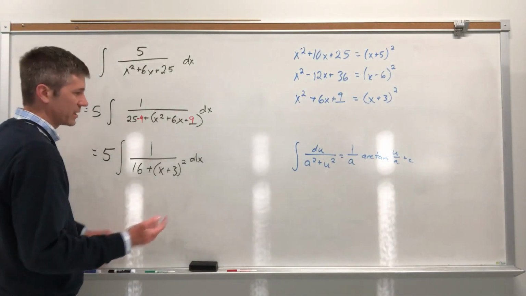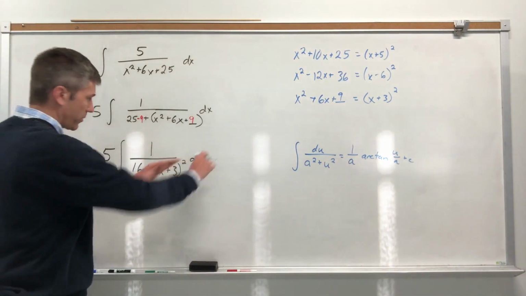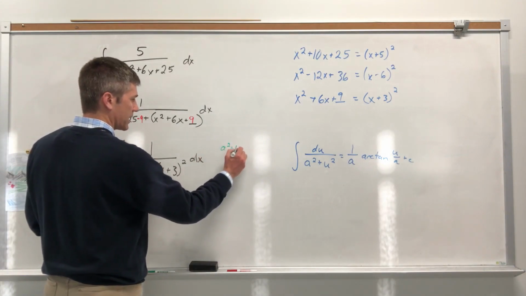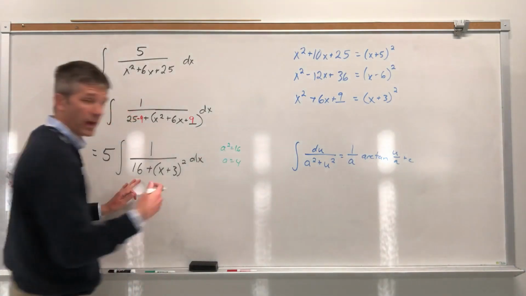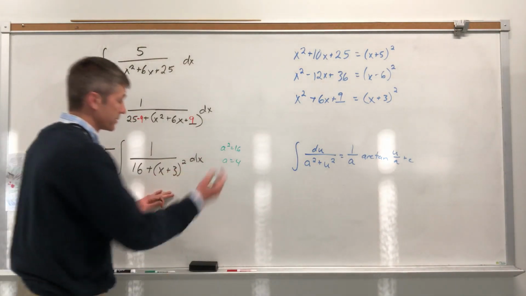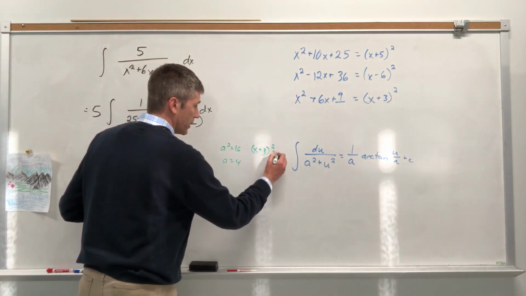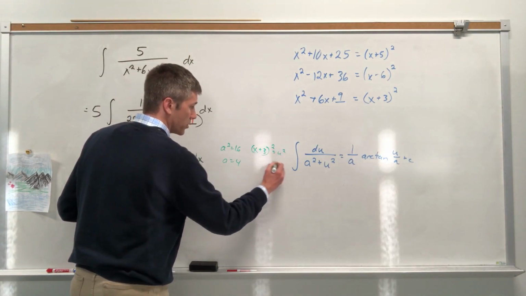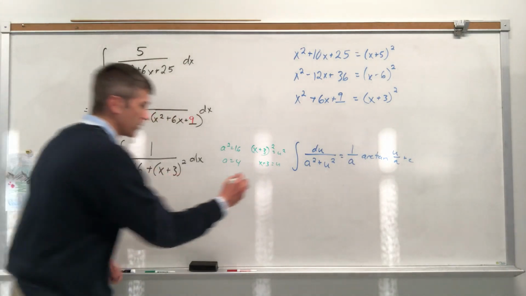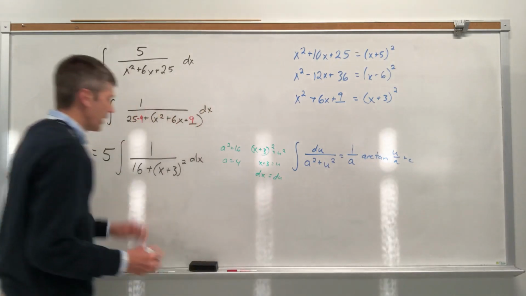So let's just identify a few things. You don't have to write all the stuff down that I'm going to write. I'm going to put it over here on the side. So if a squared was 16, then a would be 4. Easy to identify. X plus 3 squared is u squared. So u is x plus 3. And then you can take the derivative of that, and du equals 1 dx. And you've got what you need.